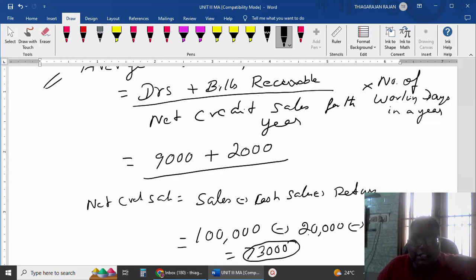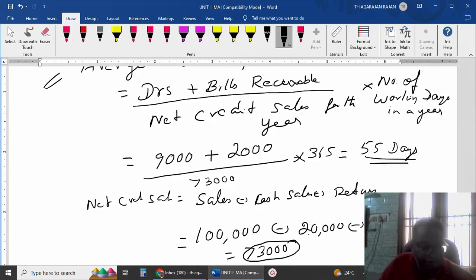So you substitute this 73,000 here into 365. The answer you are getting is 55 days. So every 55 days you need to collect all the dues from the debtors and bills receivable. So this is how to calculate the average collection period problem.